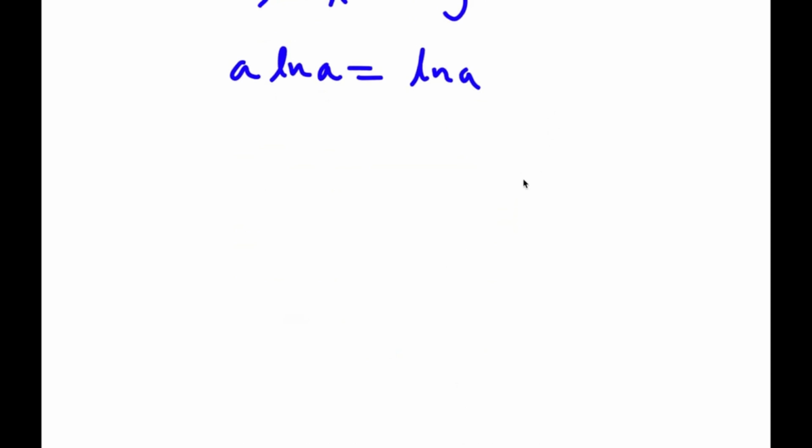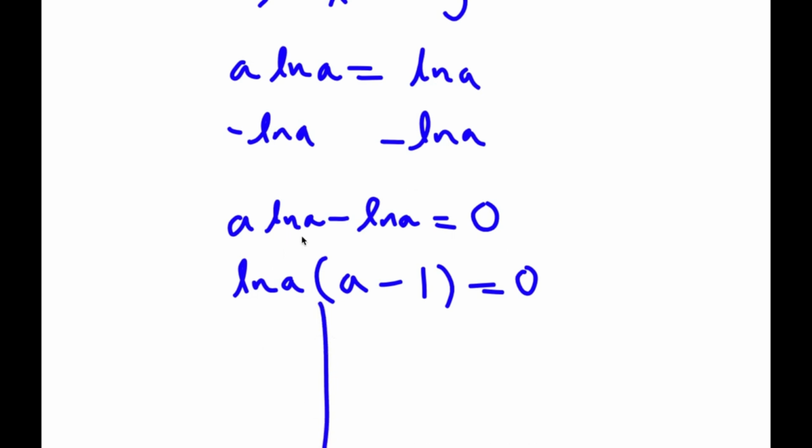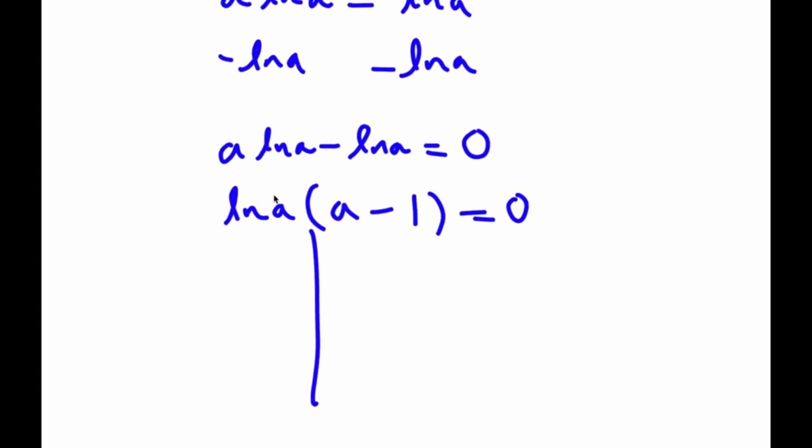Now, what I'm going to do is subtract ln a on both sides. So now I have a times ln a minus ln a is equal to 0. If I factor out ln a, I get ln a times (a minus 1) is equal to 0. So now this gives me two equations: ln a is equal to 0, and a minus 1 is equal to 0.